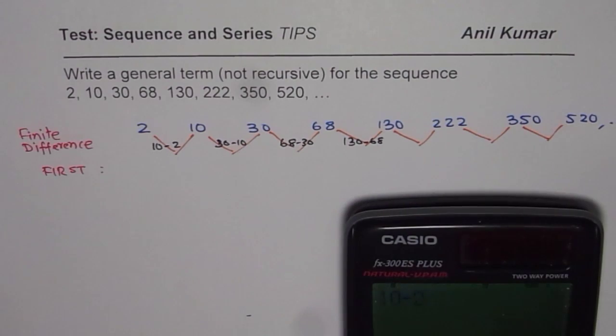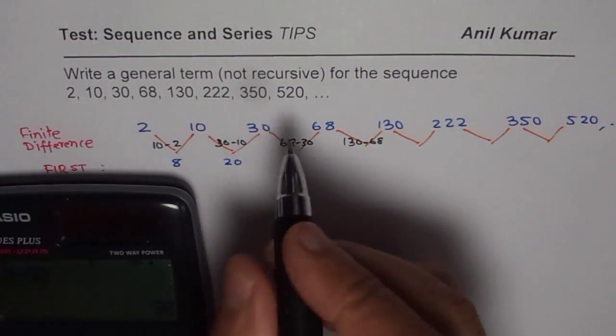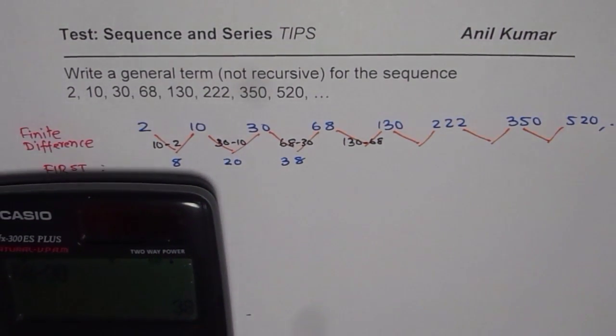So 10 minus 2, the first one, is 8 for us, and then 30 minus 10 equals 20. Then 68 minus 30 is 38. 130 take away 68 equals 62. 222 take away 130 equals 92. 350 take away 222 equals 128. 520 take away 350 equals 170, right? So like this we get the first difference.